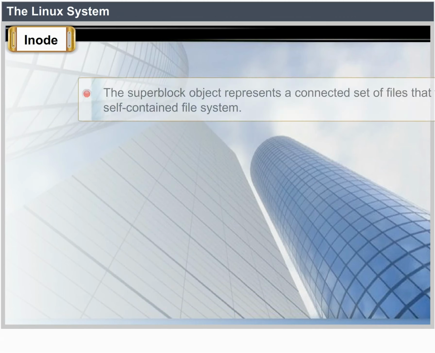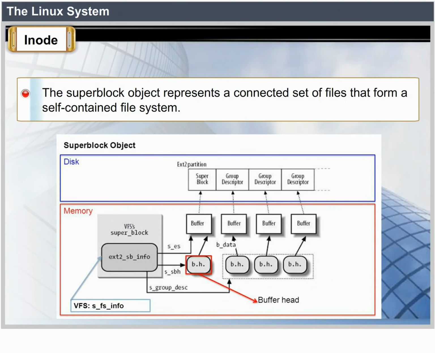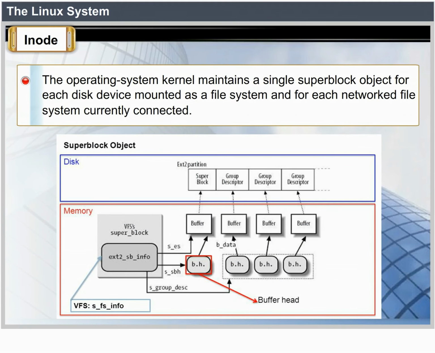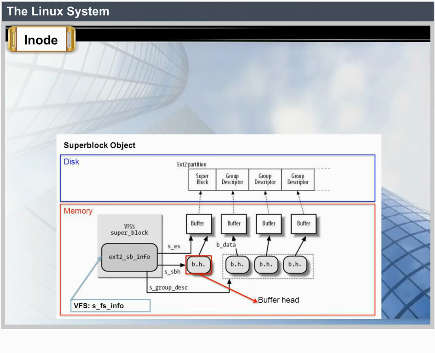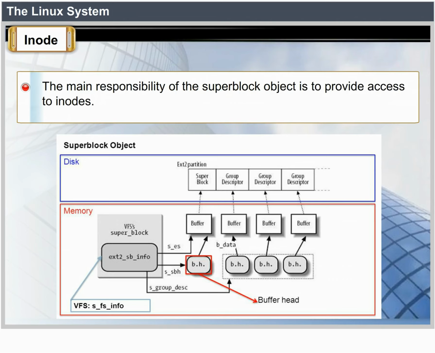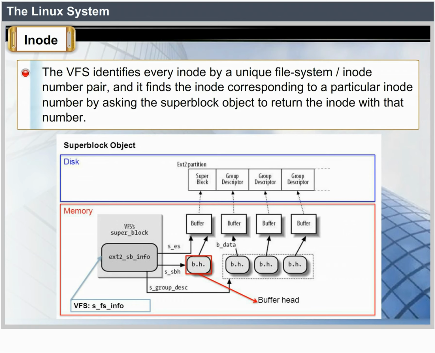The superblock object represents a connected set of files that form a self-contained file system. The operating system kernel maintains a single superblock object for each disk device mounted as a file system and for each networked file system currently connected. The main responsibility of the superblock object is to provide access to inodes. The VFS identifies every inode by a unique file system / inode number pair, and it finds the inode corresponding to a particular inode number by asking the superblock object to return the inode with that number.